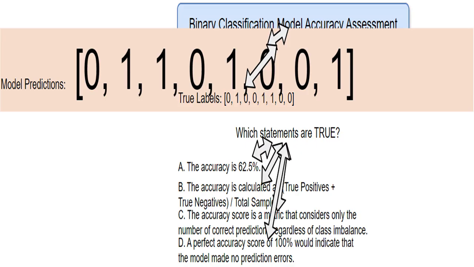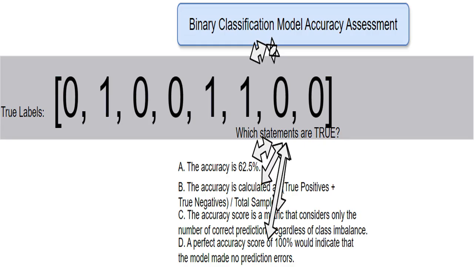Each number represents a prediction. 0 means the model predicted one class, e.g., not spam, and 1 means it predicted the other class, e.g., spam. Let's see how it did. These are the actual outcomes for those same 8 test cases, the ground truth. We compare these with the model's predictions to see how many it got right.